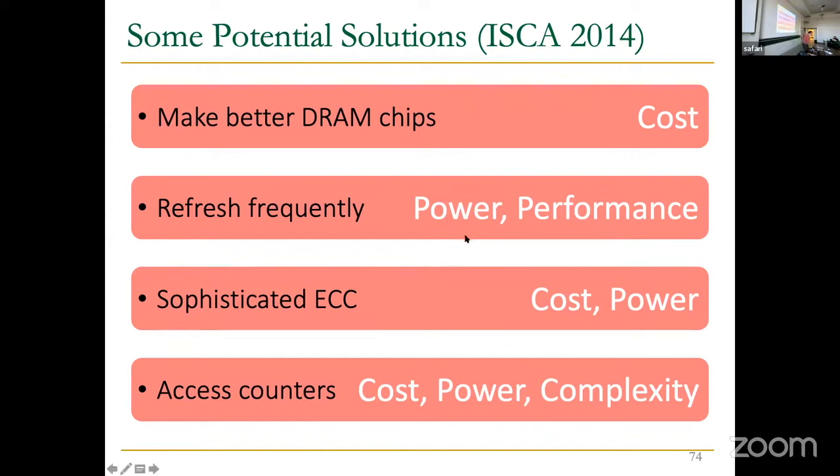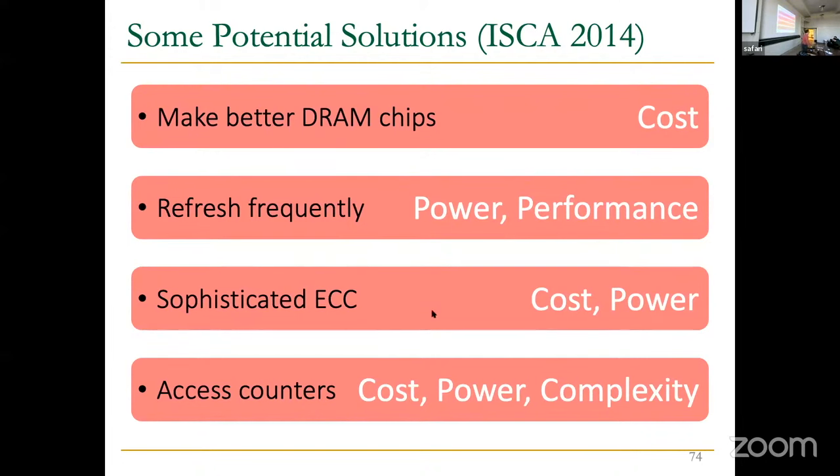Refreshing frequently is the solution that's employed in the field, as I will show you. But it's not a great solution because we want to get rid of these refreshes. As I said, we built this infrastructure to get rid of these refreshes. If you're at the cutting edge, you want to get rid of refreshes, not introduce more refreshes. That's the idea, basically. Let me put it that way.